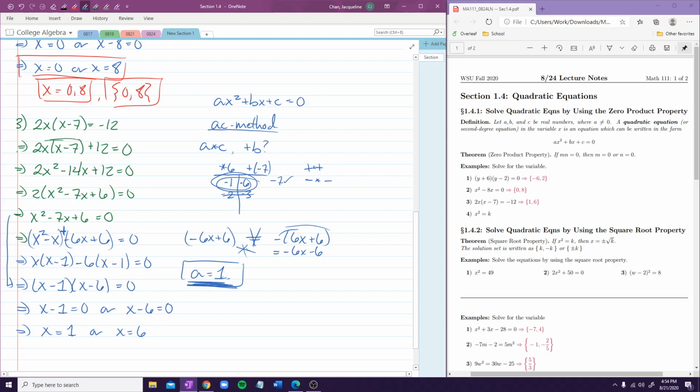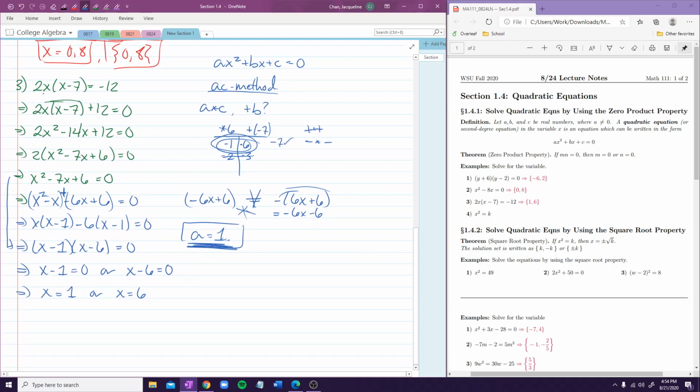Right? And when I plug these in to check our answer, I'm going to plug it into this one right here. So if x is equal to 1, what do we get? I'm going to do a different color. We get 2, and then we get negative 6. Does this equal negative 12? Guess what? Yes, it does. So that value works.